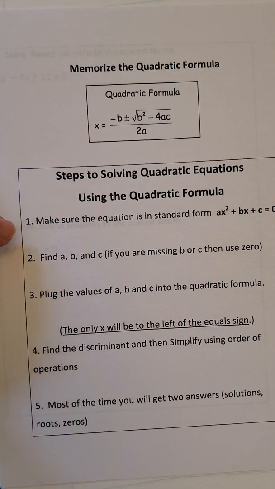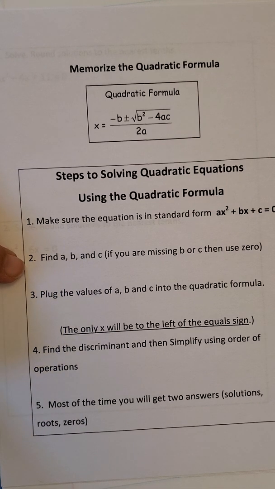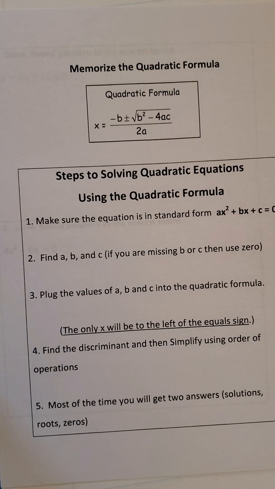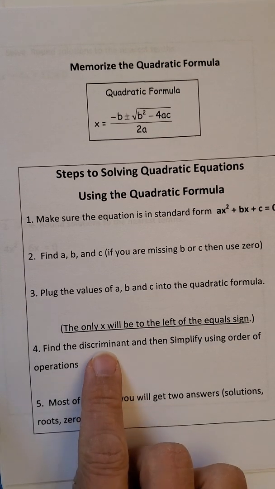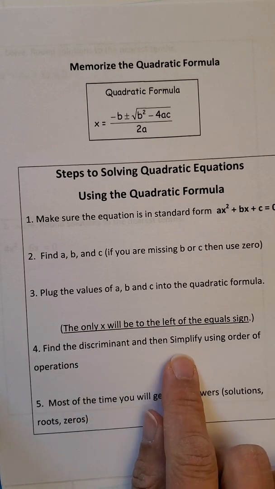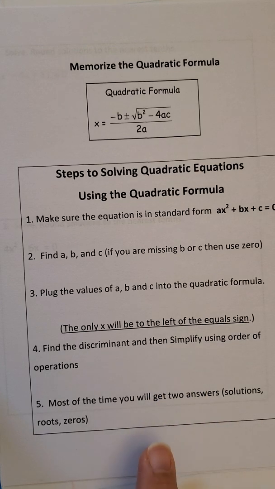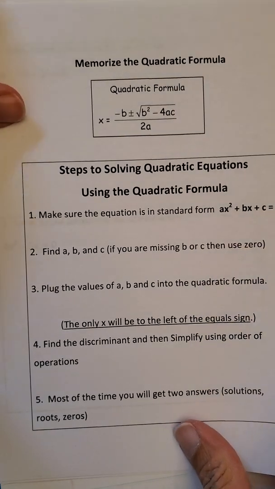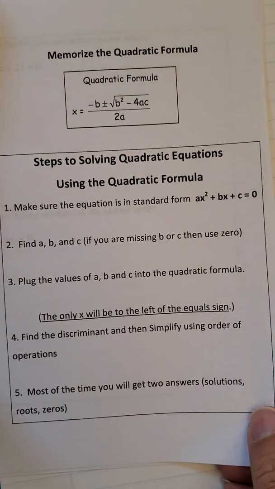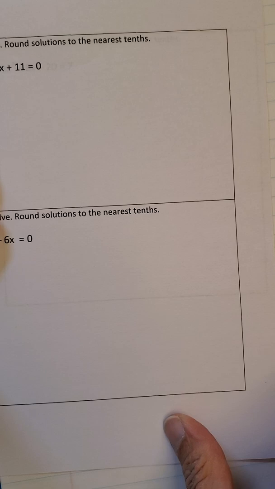We're going to use the same steps today. We're going to make sure it's in standard form, that way we can find our accurate A, B, and C. We're going to plug our A, B, and C back into the quadratic formula, find the discriminant, simplify what we can in the discriminant, figure out how many roots we have, and then use our calculator to find our answers if we need it. Sometimes you don't need a calculator because it's a perfect square and it's easy, but if we do, we're going to use our calculator. So let's get started.